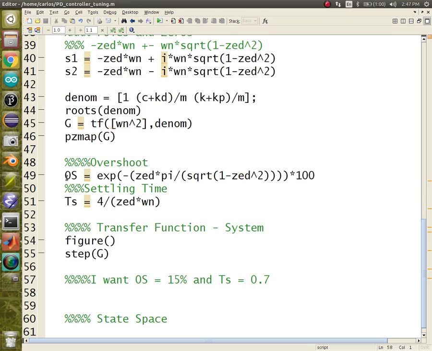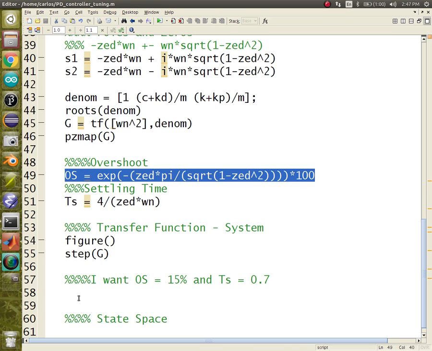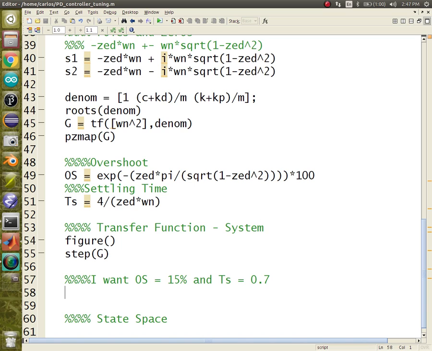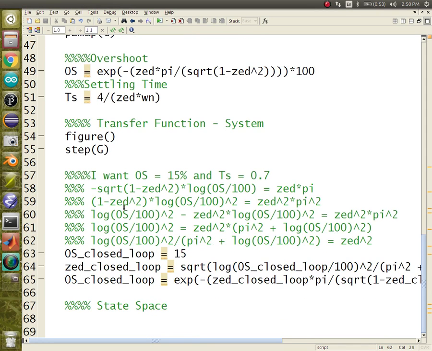From overshoot, you can get the damping ratio. I'm going to pause this and derive this really quick, and then I'll come back and show you what it is. Okay, I'm back. So that was quite a derivation.